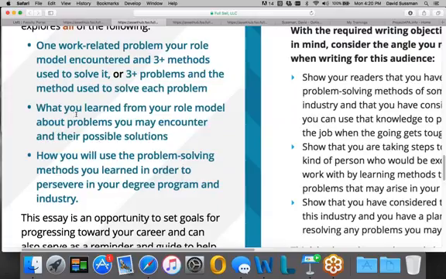When it comes time to discuss what you learned from your role model and what problems you may encounter one day, and how you'll use the problem solving methods that you learned about from your role model to persevere in your own industry, I get lots of things like, oh, I learned the importance of working hard, or I learned to think outside of the box, or I learned to never give up. Those are genericisms or platitudes. They're not very specific. They're not very concrete. They're things that I could come up with.